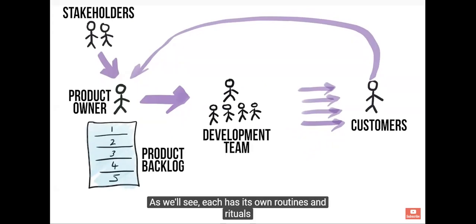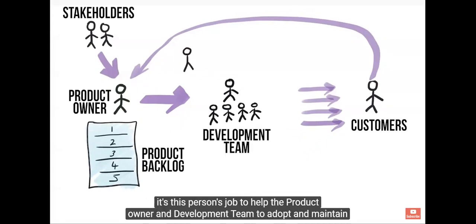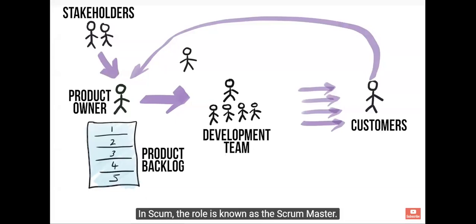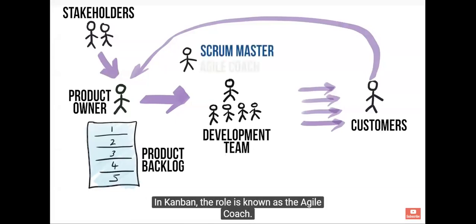As we'll see, each has its own routines and rituals, and it's this person's job to help the product owner and the development team to adopt and maintain good habits. In Scrum, the role is known as the Scrum Master. In Kanban, the role is known as the Agile Coach.